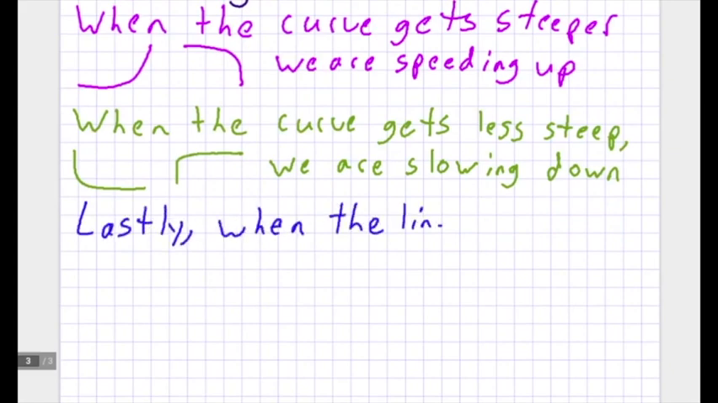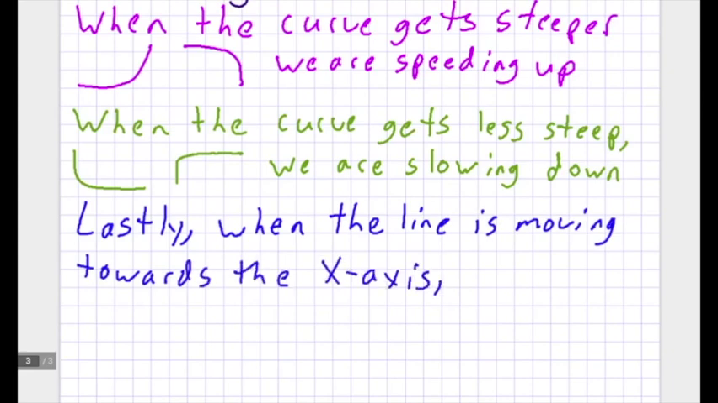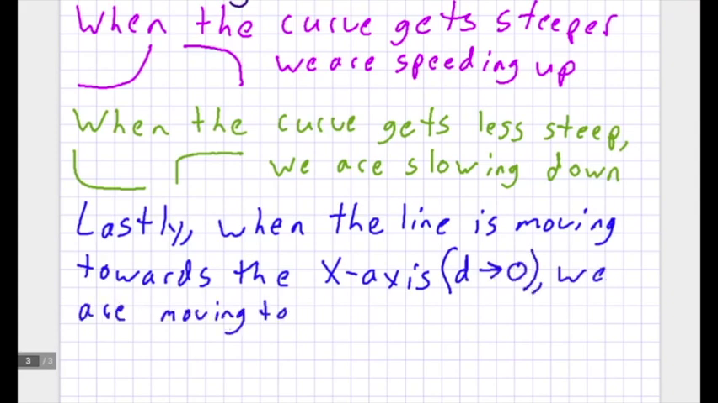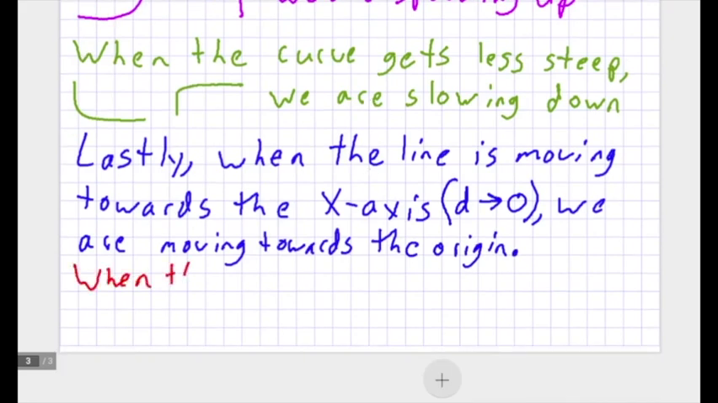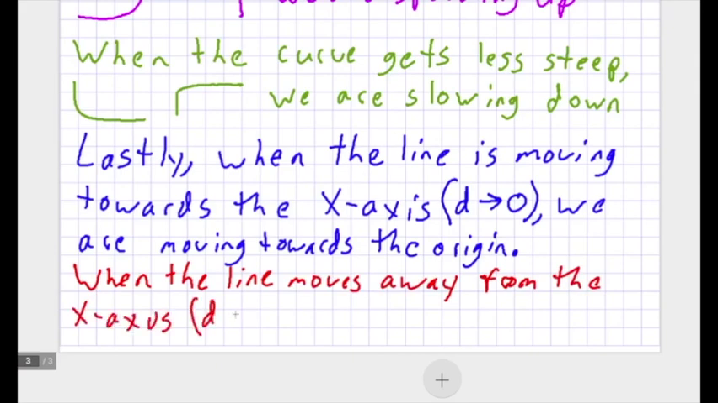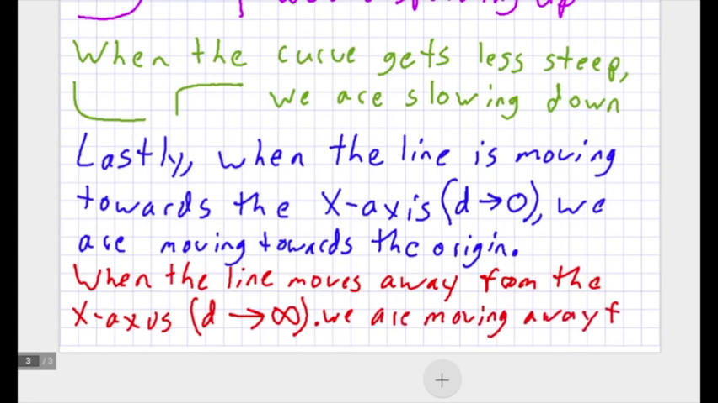Lastly, when the line is moving towards the x-axis, meaning that our distance is getting closer and closer to 0, we are moving towards the origin. On the flip side, when the line moves away from the x-axis, meaning that distance is approaching infinity or moving away from 0, we are moving away from the origin.